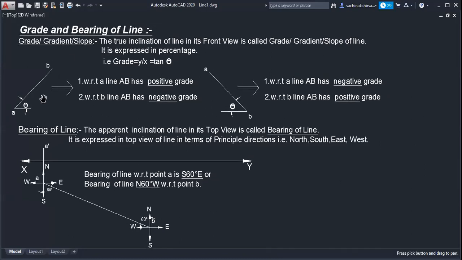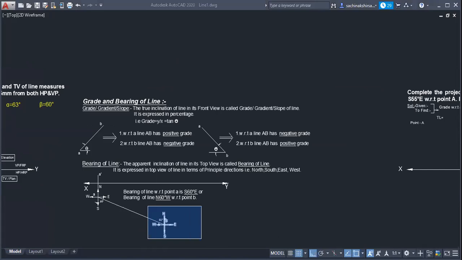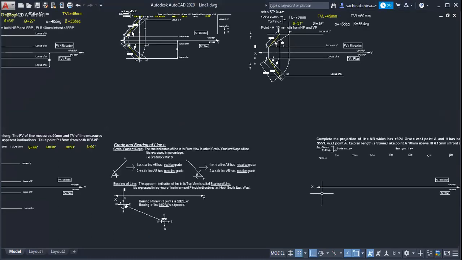Have you taken a screenshot for this? Very simple. We will see one problem, then you will come to know immediately. Have you taken it? Yes, sir. Okay, so let us see one problem on this.